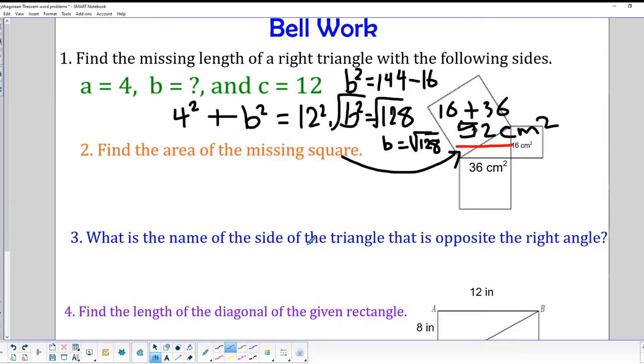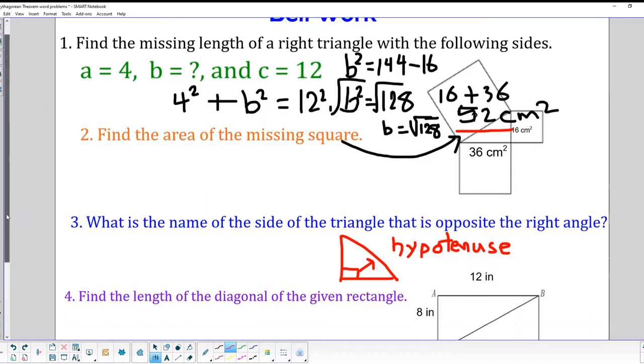Okay, name the side of the triangle that is opposite the right angle. So if I have a triangle and I have a right angle like this, the side over here is called the hypotenuse. It's got kind of a weird spelling, hypotenuse. All right, moving right along.